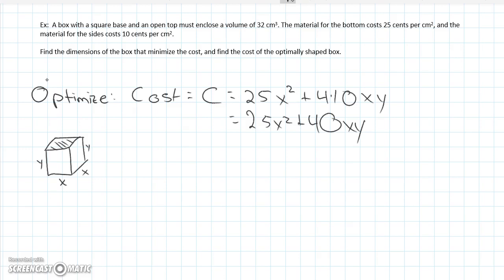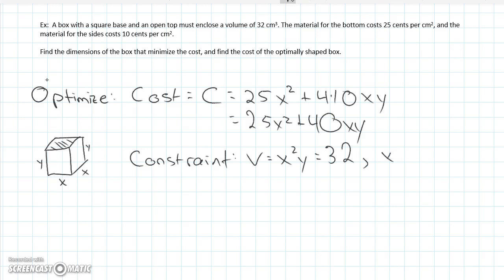Notice that it has an x and a y, so we can't just optimize it right away. We need some sort of constraint. So the constraint is going to be the volume. That is fixed. We actually have several constraints here, I guess. One is that the volume, which we know is going to be x squared y, length times width times height, is going to be 32.